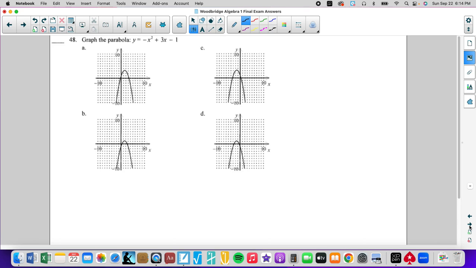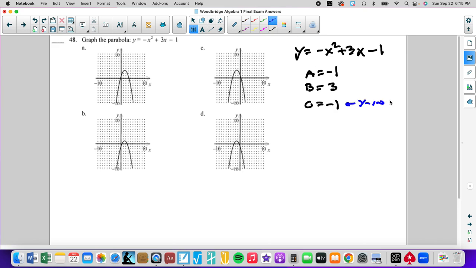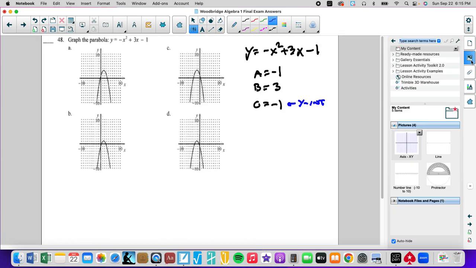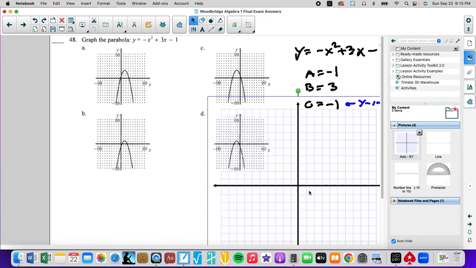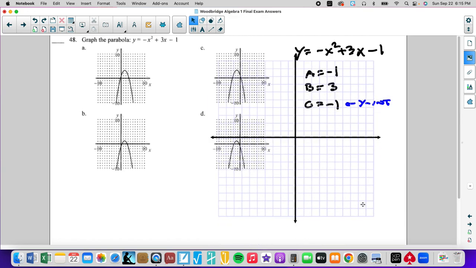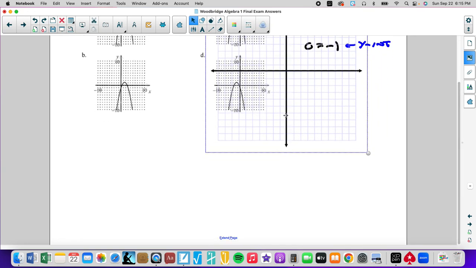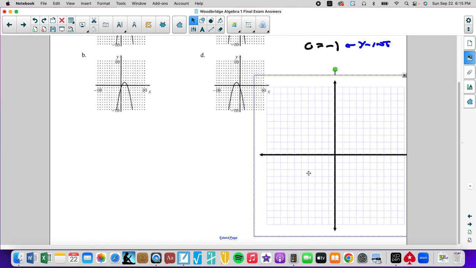Now, we're going to graph the parabola. When I graph parabolas, we use the axis of symmetry. The formula is y equals negative x squared plus 3x minus 1. So my a value is negative 1, my b value is 3, my c value is negative 1. This is also equal to my y-intercept. That's important. So when I graph this on a chart, let's make this a little bit smaller and move it down a little bit. So I automatically know one of the points.